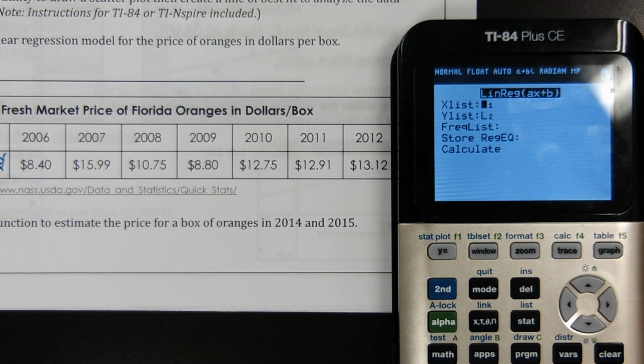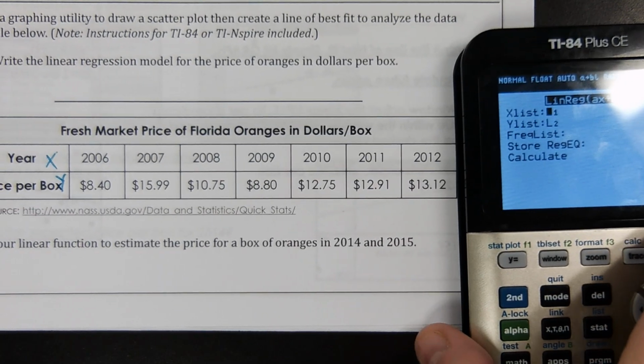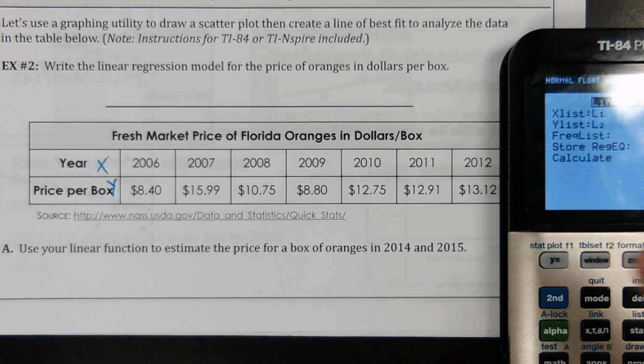We don't have a reason to store this one. And here's why. We've been asked to write down the equation, and then we've been asked to use it. So here's what's up with that. You know that we're probably going to get a bunch of decimals in our slope and our y-intercept, just like we did a minute ago. But we always round to 3 decimals for AP.